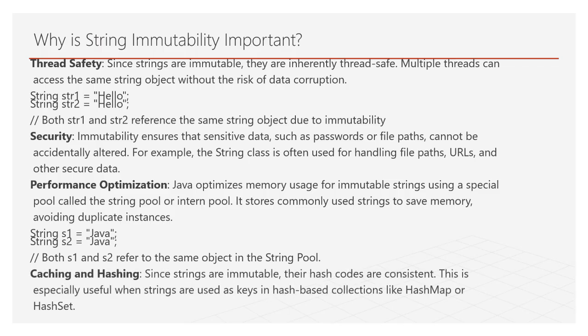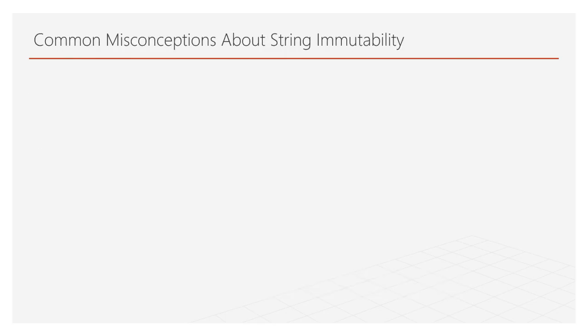Now, caching and hashing. When your strings are immutable, their hash codes are consistent. Let's say you create an object and calculate the hash code for it: it will always calculate and give the same number. This is especially useful when your string is a key stored in a HashMap, which is a hash-based collection, or when you're storing it in a HashSet. That's the reason why it is important.